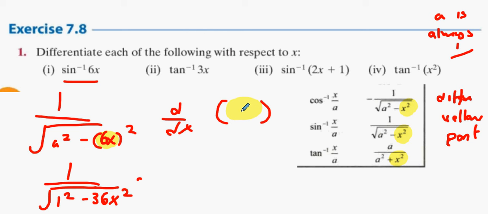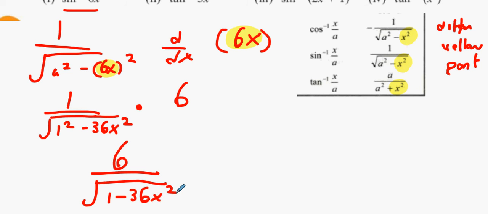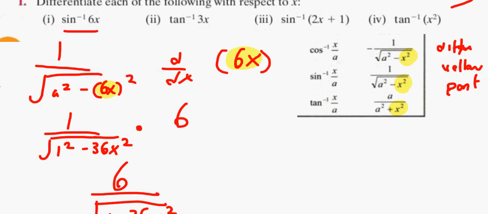Differentiate the 6x. What happens when you differentiate the 6x? You get 6. So what's your answer? 6 over the square root of 1 minus 36x squared. That's your answer. Done. Nothing you can do. Okay, you try part 2 on your own when you're ready.